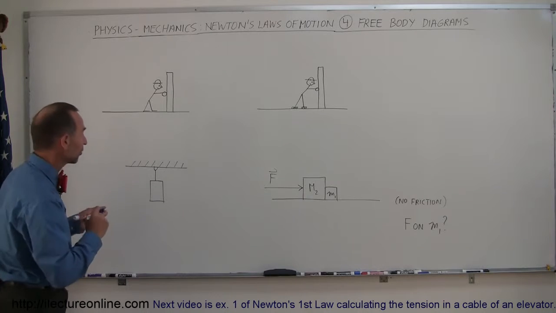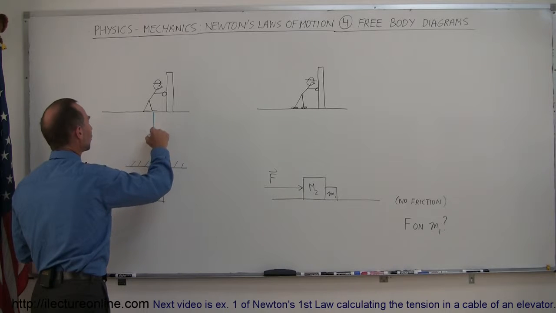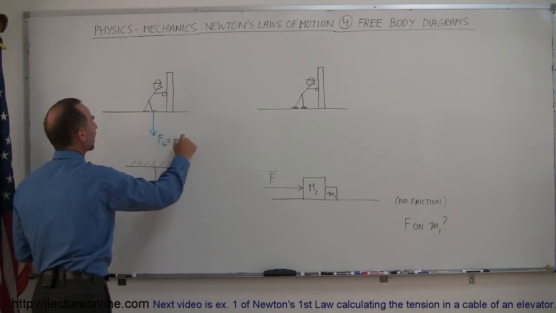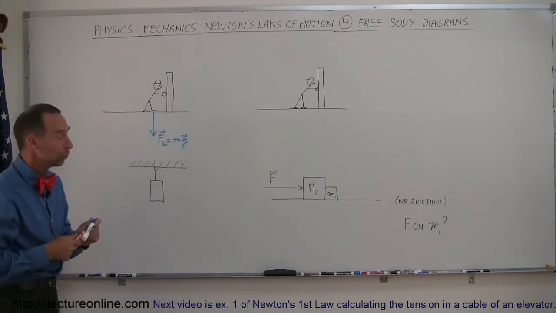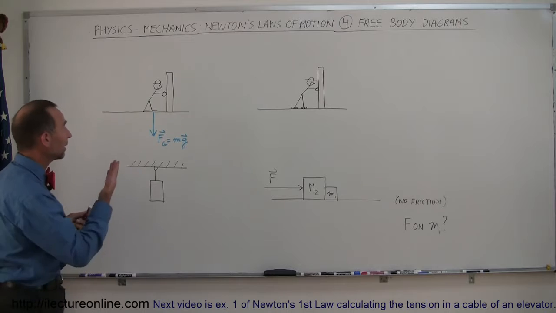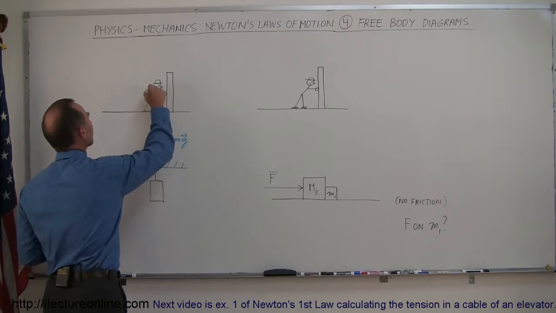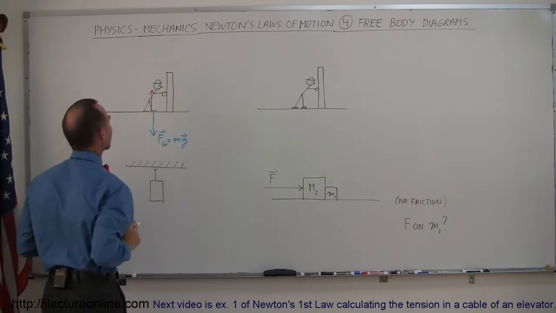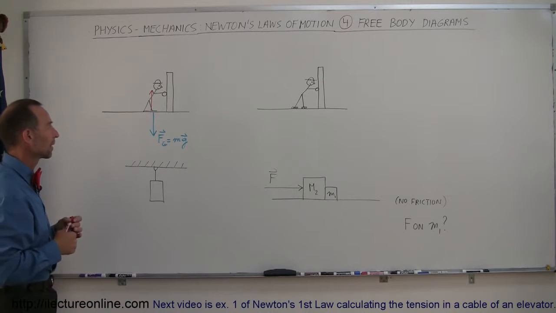So first of all, the person has a mass and there's gravity, so there is a force pulling downward, F due to gravity, which is equal to the mass times the acceleration due to gravity of the person. And of course, Newton's third law tells us there's an equal and opposite reaction to that. So we can say that there's a force pushing back this way. This is the force of the ground pushing back on the person. So that's the first force acting on the person.